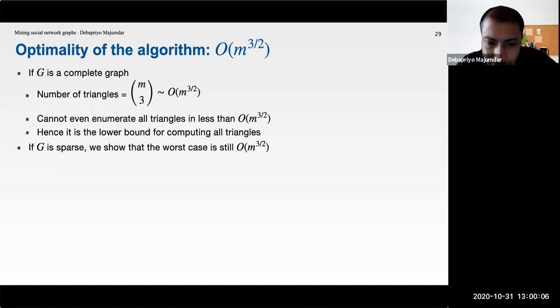Now this is a bit of a worst case complexity kind of scenario. You may say at the end that, well, it doesn't look like a social network graph. Yeah, that's true, but the algorithmic complexity will still be, even for sparse graphs, the worst case complexity will still be order m to the power 3 by 2.